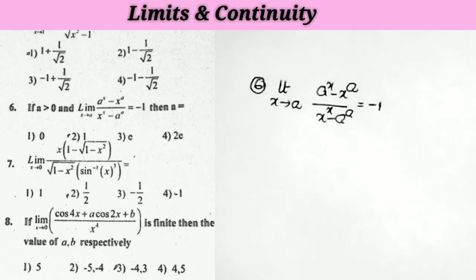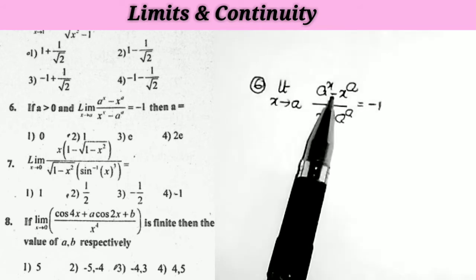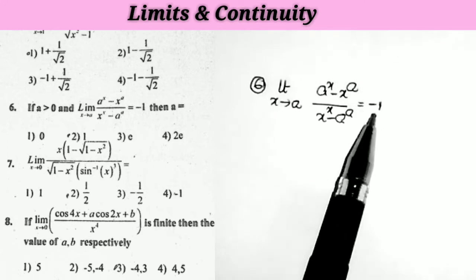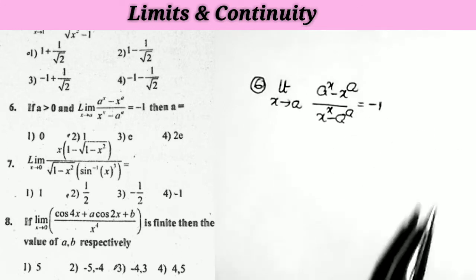The next problem: limit x tends to a of (a^x − x^a)/(x^x − a^a) is equal to −1. Then what is the value of a? We want to find the a value.